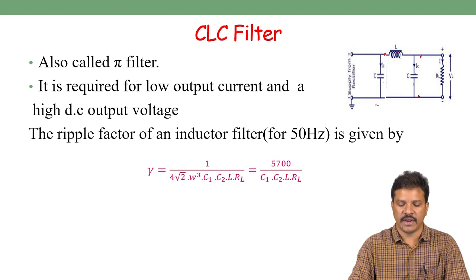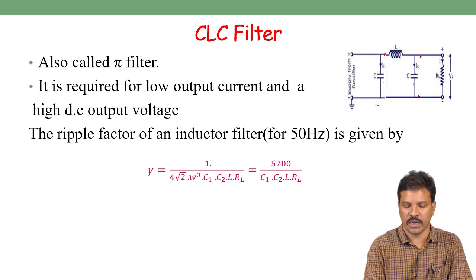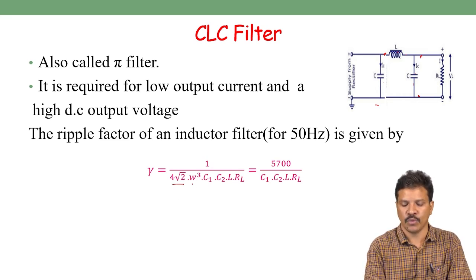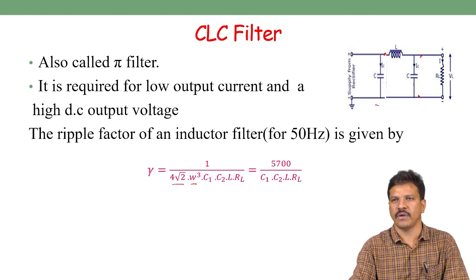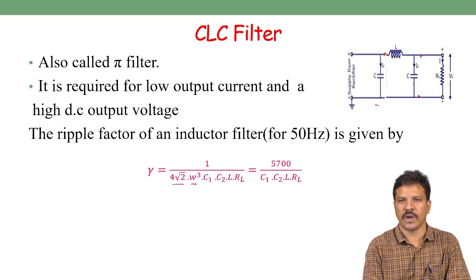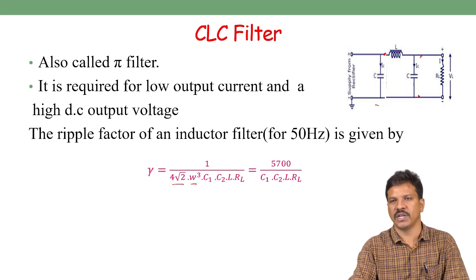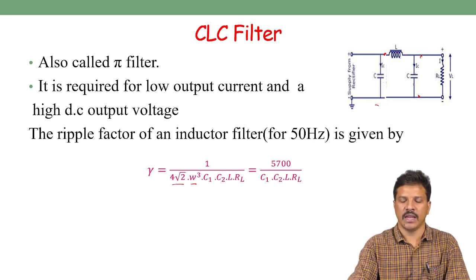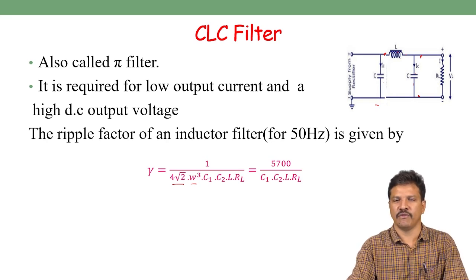And then the ripple factor for this filter is given by gamma is equal to 1 divided by 4 root 2 omega cubed C1 C2 L into RL. We have C1, C2, two capacitors and one inductor. So when substituting all the constant parameters, 4 root 2 into (2 pi f) whole cube, we achieve 5700 divided by C1 C2 L into RL. This kind of formula can be helpful for finding the ripple factor for the CLC filter.